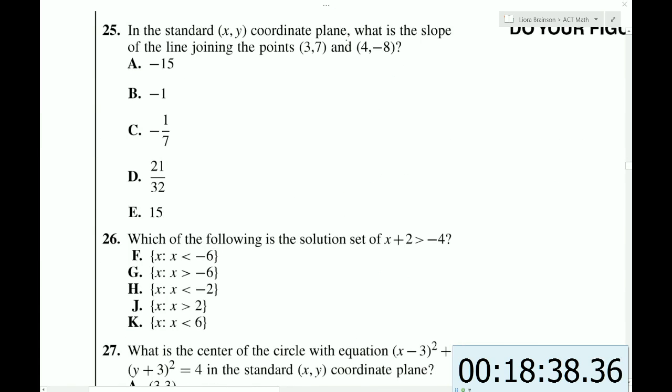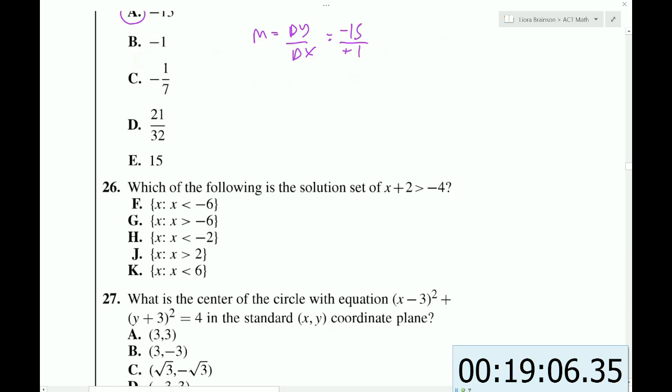In the standard xy coordinate plane, what is the slope of the line joining the points this and this? So we want to find the slope. That's going to be change in y over change in x. So the change in y goes from 7 to negative 8. So it crosses 0, so it means we have to add the absolute values. So that gives us 15. And it went downwards, going this way, so that's minus. Then we went from 3 to 4, so that's plus 1. So negative 15 over 1 is just negative 15.